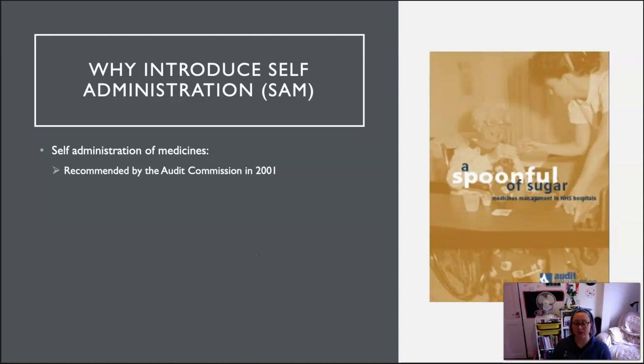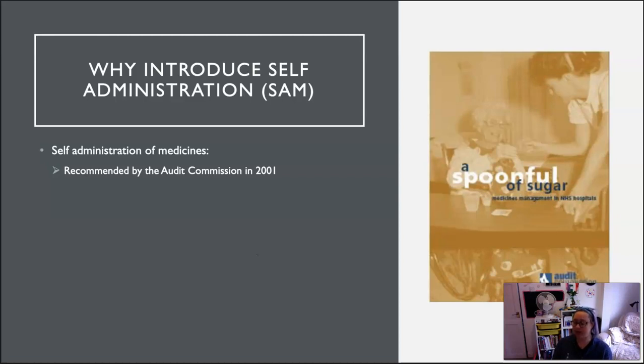As I said at the beginning, isn't it something that patients just do? They take their own medications because they have to. But actually, the thoughts and the underpinning behind the self-administration of medications was recommended by the Audit Commission in 2001. We had to think about, why are we actually supporting our patients to administer their medications? And actually, if our patients can administer their own medications within their own home or within a community setting, why is it that when a patient comes into hospital, it's a requirement of the practitioner within the hospital setting to actually administer that patient's medication?